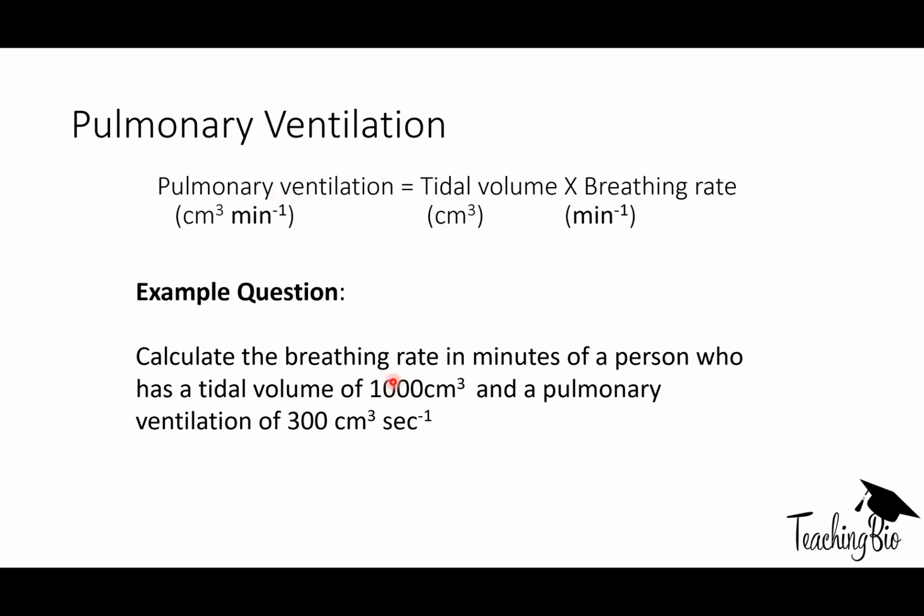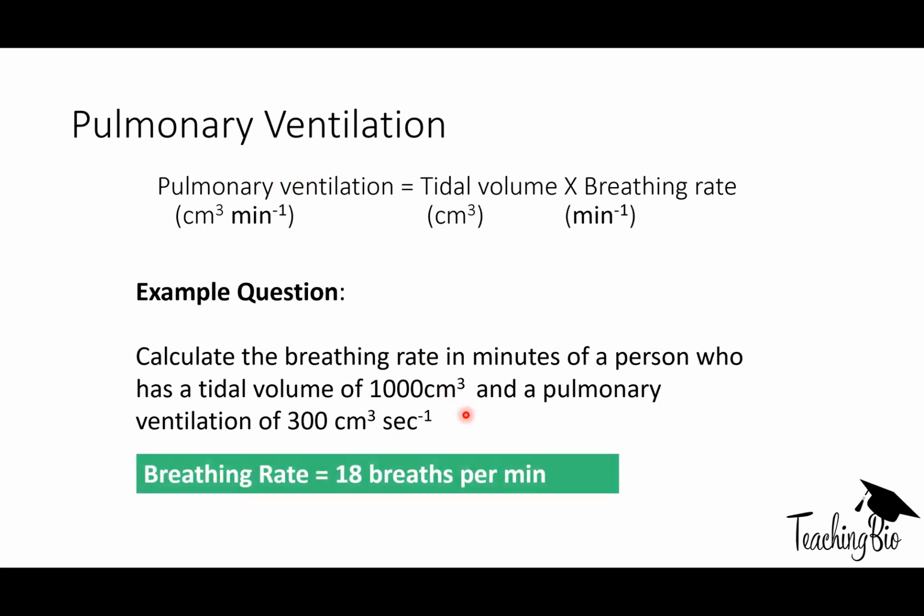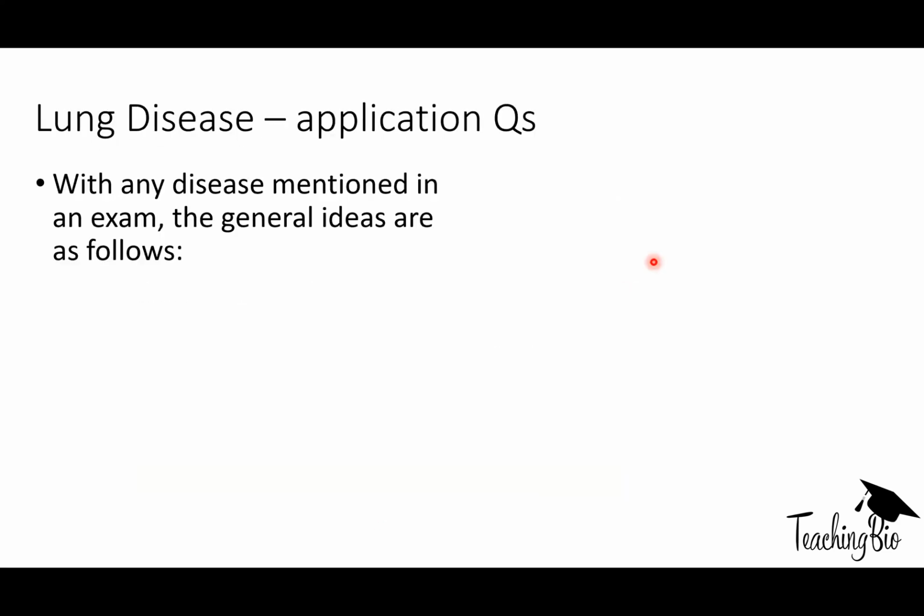Okay, then all we do is we plug in these numbers. However, note that the pulmonary ventilation in this question is given per second, whereas the equation requires us to use per minute. So all we've got to do is do 300 times 60, because there are 60 seconds in a minute, and then divide that by 1,000. And that should give you an answer of 18 breaths per minute, which is normal.